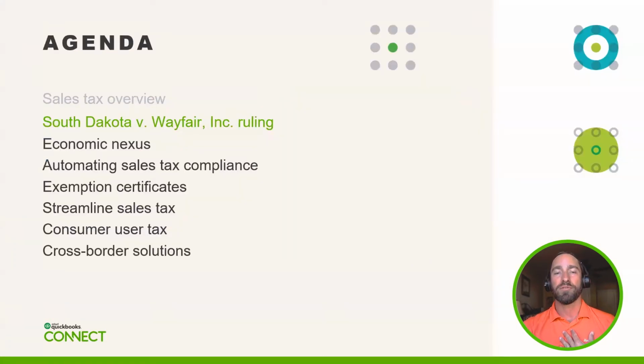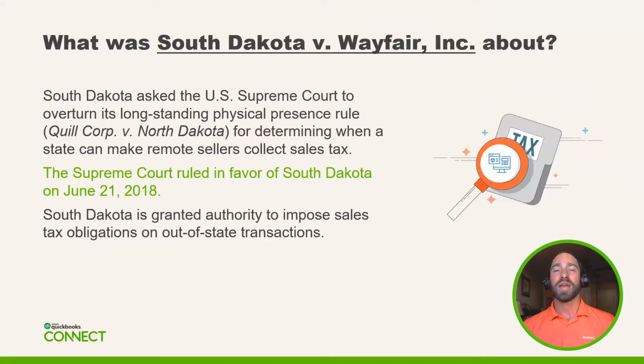Now, the South Dakota Wayfair ruling is one of the things that came up just recently. And what I like to say is the entire sales tax world got flipped on its head a little over 2 years ago. And really what happened was South Dakota went to the Supreme Court and they wanted them to change a rule that's been in place for a long time. And their argument was that the way people buy and sell products has drastically changed. And they wanted the Supreme Court to change the rule. And on June 21st of 2018, the Supreme Court actually ruled in favor of South Dakota and allowed them to impose sales tax collections for remote sellers, as we like to call them, or out-of-state sellers.